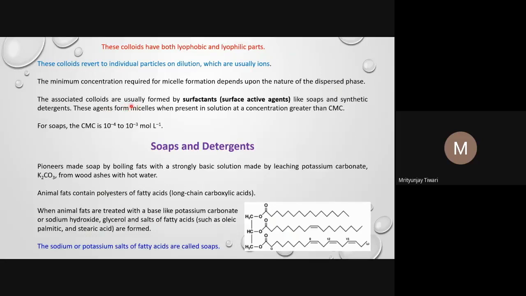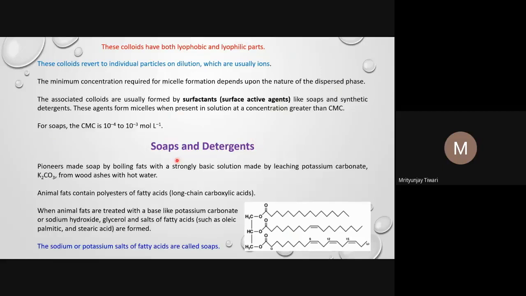The associated colloids are usually formed by surfactants, or the surfactants are also called surface active agents, like soaps and synthetic detergents. Surfactants means anything which reduces the surface tension, usually called surfactants. These agents form micelles when present in solution at a concentration greater than CMC. So the soaps and synthetic detergents form micelles when present in solution at a concentration greater than CMC.